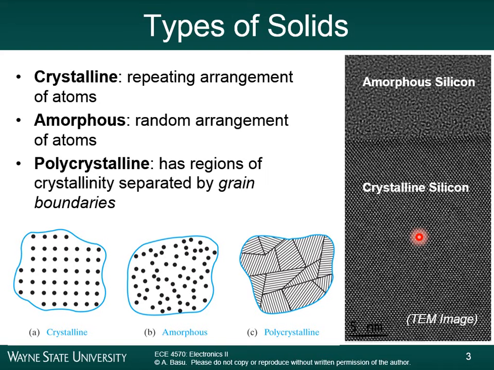So this is an example of crystalline silicon that you see here down at the bottom. And those dots that you see here, amazingly, those are actually individual atoms. The TEM can actually see the general shape of individual atoms, which is quite amazing. It has resolution on the scale of angstroms. So this is crystalline silicon down here. You can see that we have a repeating arrangement of atoms. And then up here, you can see amorphous silicon. In amorphous silicon, we have a rather random arrangement of atoms.